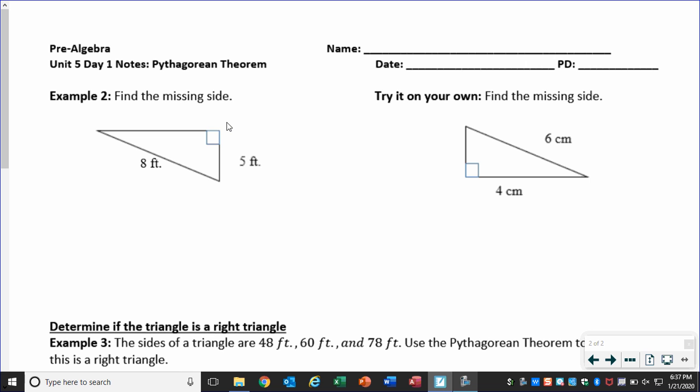All right, example 2. We're going to find the missing side again, but if you notice, the one that's missing is actually one of our legs, okay? We have our hypotenuse filled in, we have one of the legs filled in, but we don't have the other one filled in. So first thing I'm going to do is label.